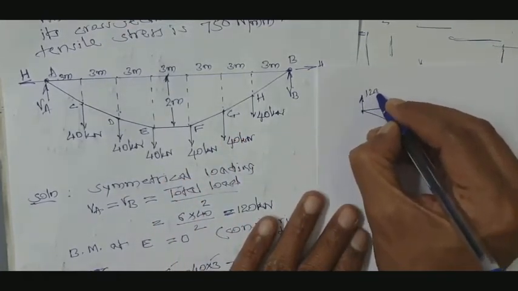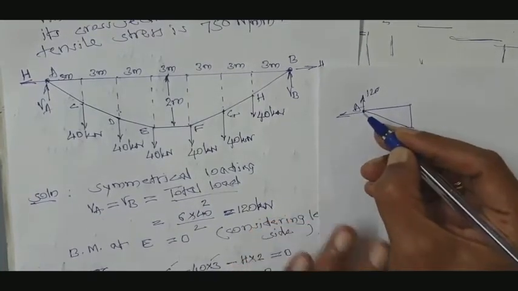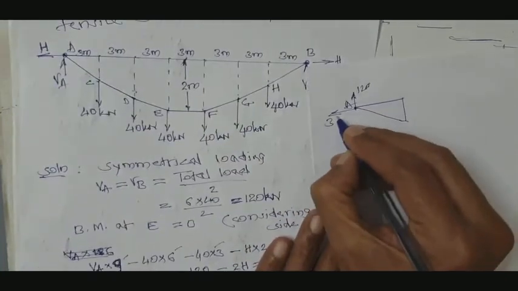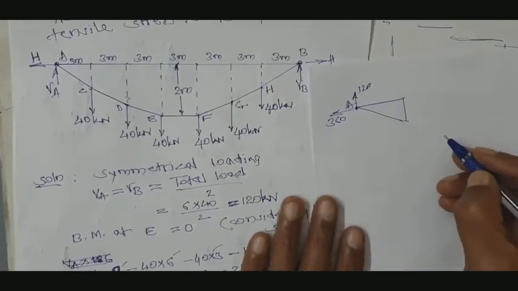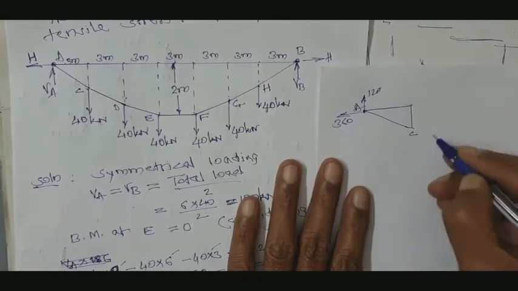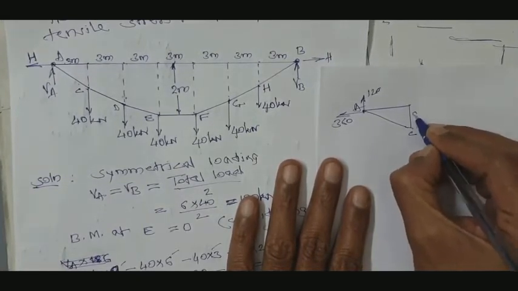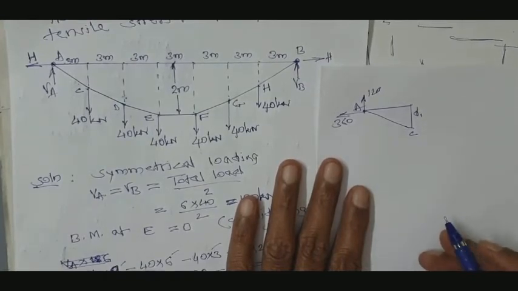This is 120 kilonewton. This is A. The horizontal thrust that you have calculated is also 360 kilonewton. Okay, now you need to calculate the AC length. For that, you first have to calculate this, call it D1.